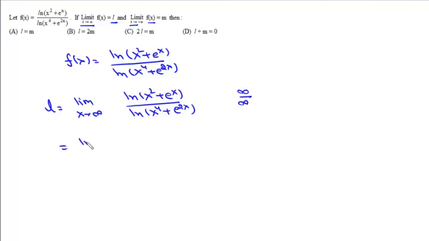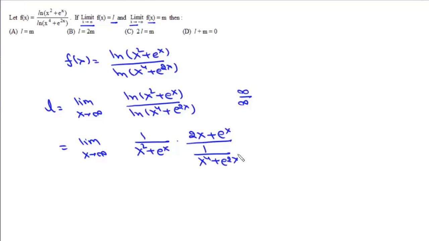We'll use L'Hopital's rule, so it will be this limit as x tends to infinity, and then we can write this as 1 upon x square plus e to the power x into 2x plus e to the power x, and here it will be 1 upon x to the power 4 plus e to the power 2x into 4x cube plus 2 e to the power 2x.